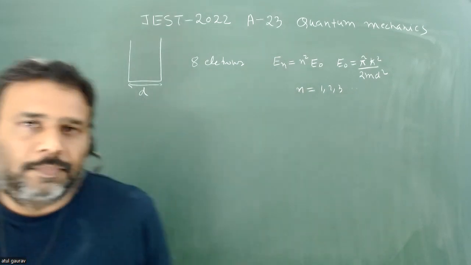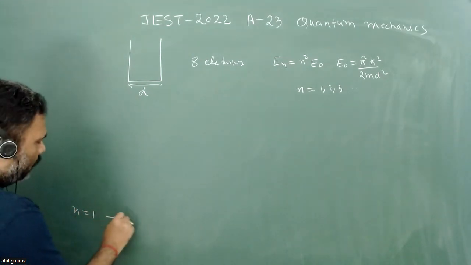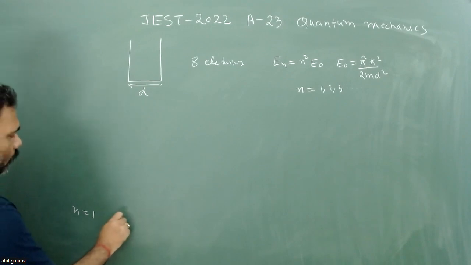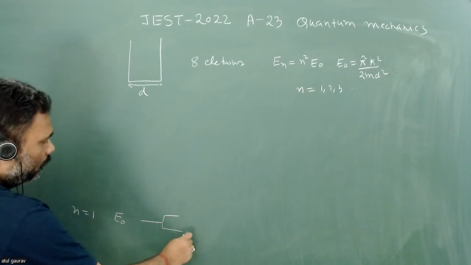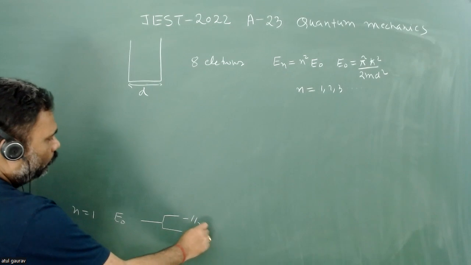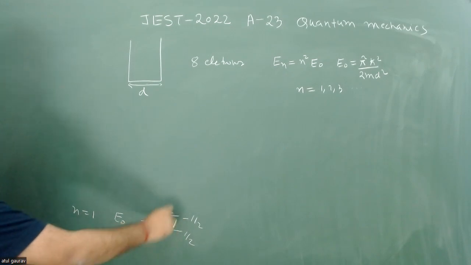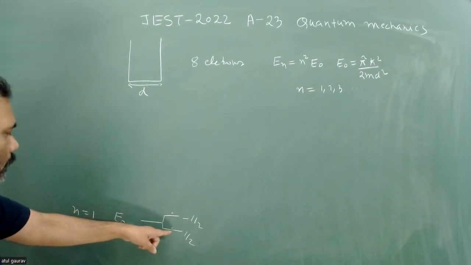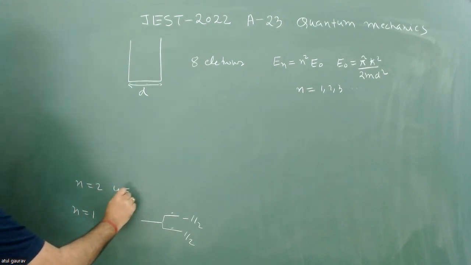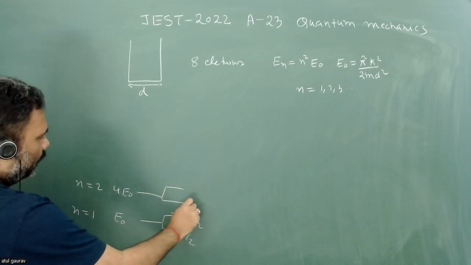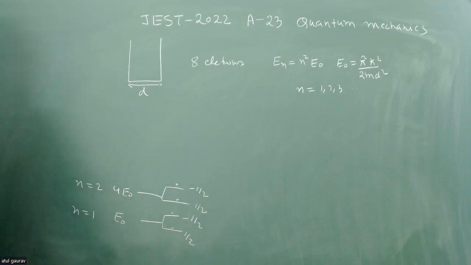So let's see what is going to happen. For n is equal to 1, we have energy eigenvalue E naught, and if we are including the spin, this can be divided into two levels, spin half and spin minus half, and one electron can be adjusted in each level. Similarly, for n is equal to 2, the energy eigenvalue is 4 E naught, and this can again bifurcate into spin half and minus half. So again 2 electrons are there.